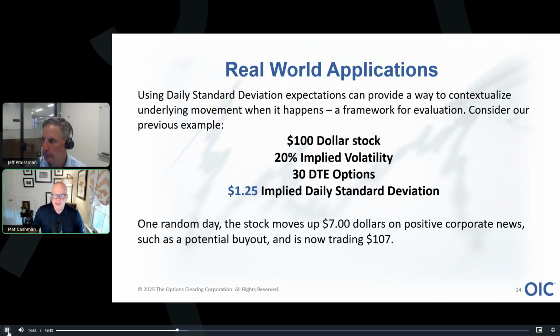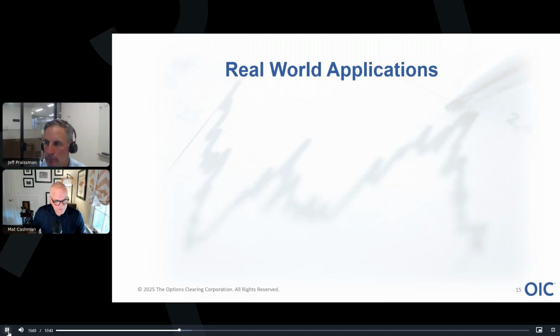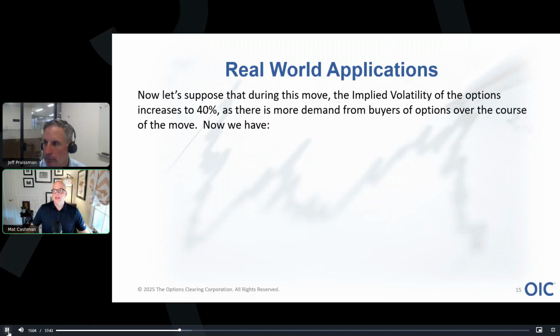Now let's assume on some random day, the stock is up $7. You walk out, everything's fine. Something comes out after the close. Stock moves $7. Positive corporate news. So it's up. Stock's now trading 107. Okay, now let's also suppose that during this move, implied volatility of the options goes up.